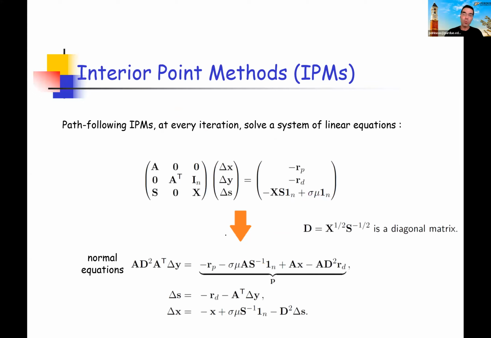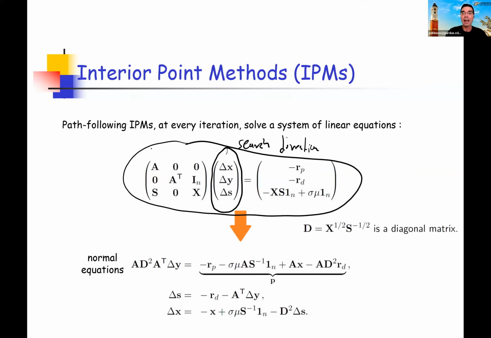How do interior point methods work? Well, they need to compute the search direction. So this is the search direction, a Newton-type method, okay? You need to compute the search direction, and to compute it, it's well known that you need to solve this system of linear equations, which looks ugly and complicated.